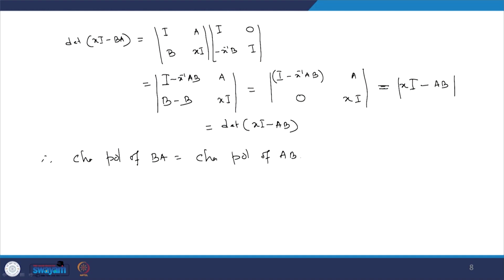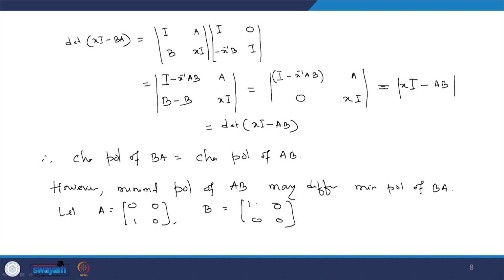But what about the minimal polynomials? In the minimal polynomial case it is not true, we can cite one example. However, the minimal polynomial of AB may differ from the minimal polynomial of BA. So let me take this example: A equal to [0 0; 1 0] and B equal to [1 0; 0 0].